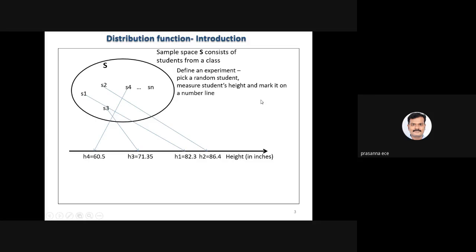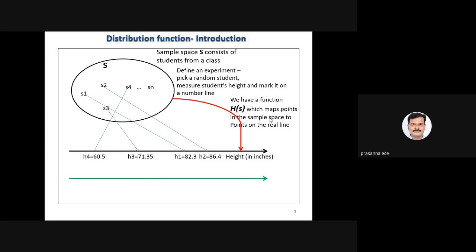Now consider this, the first slide in our previous session. We saw how a particular sample space can be associated with a set of real numbers on the number line. We defined a particular experiment where we pick a random student. There are some students in a class, maybe we are selecting students for a tournament, an exam or a competition. Each student is an outcome of that experiment. Maybe student S1 is an outcome, S2 is an outcome, S3 is an outcome.